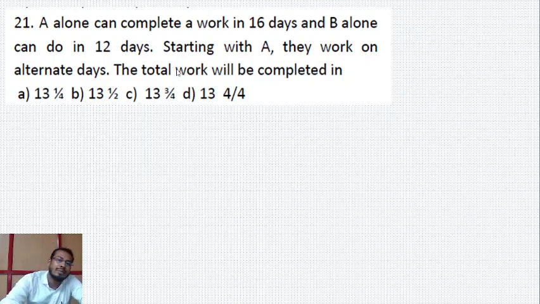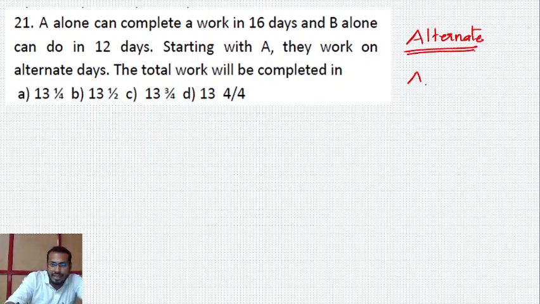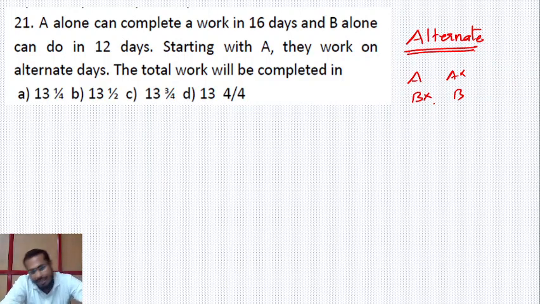One more question. A alone can complete a work in 16 days and B alone can do the work in 12 days. Starting with A, they work on alternate days. Here I want to explain a little bit clearly. What is the concept of alternate days? Alternate days working means if on the first day A is working, B will be absent. Next day A will be absent and B will be working. This is called alternate days. Whatever the question asked, you do the same thing, that is find the LCM and 1 day work. After that we can convert those things to the alternate job.